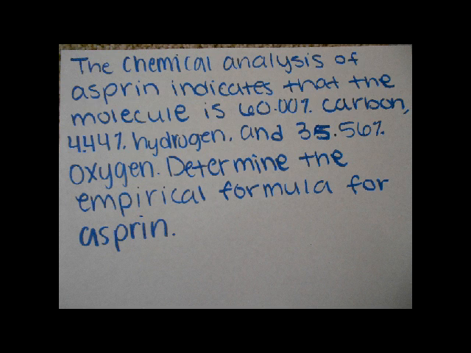So in this case, I'm not going to give you the information you need just blatantly. I'm going to leave it so you need to figure out what information you need to know in order to solve for the empirical formula. So the chemical analysis of aspirin indicates that the molecule is 60% carbon, 4.44% hydrogen, and 35.56% oxygen.